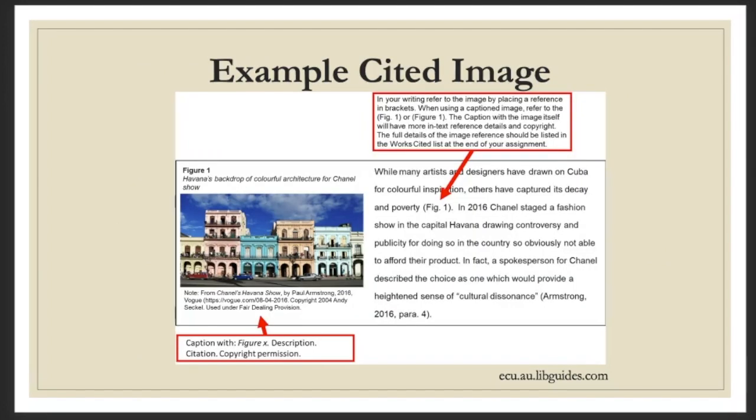Here's another example of a cited image. So again, this is one that they did not create. It was found from another place. So here's the figure, here is the title, here's the image. In the note, instead of just describing it, since it is not yours, you need to put in the actual citation from that template. And then if you refer to it in the text, you would do figure 1 when you're talking about the image.